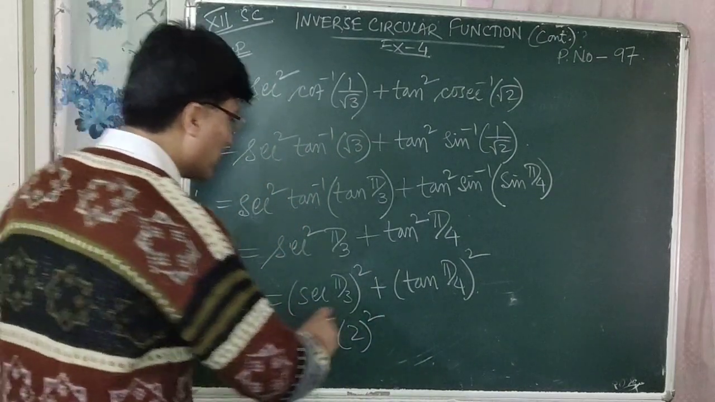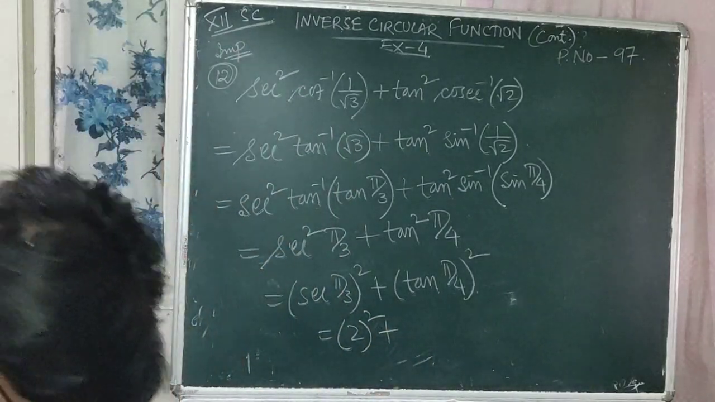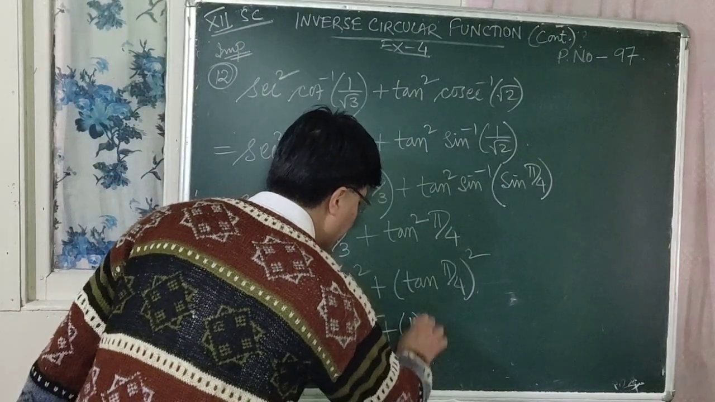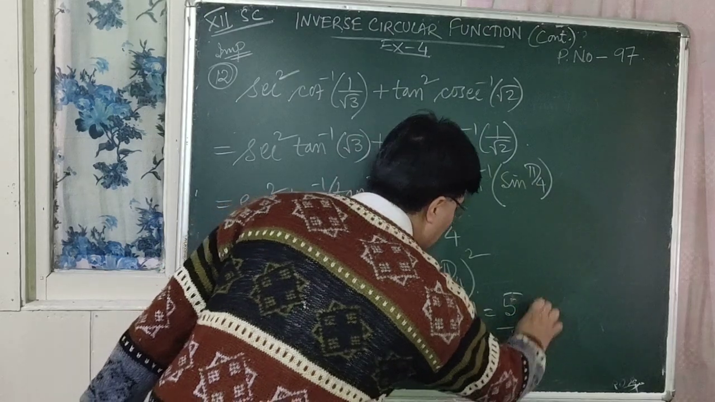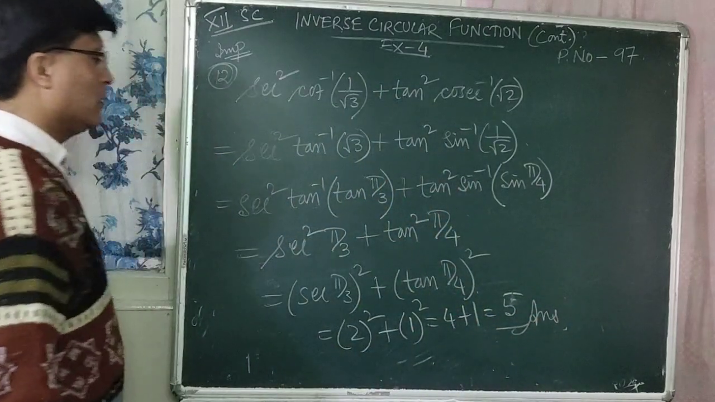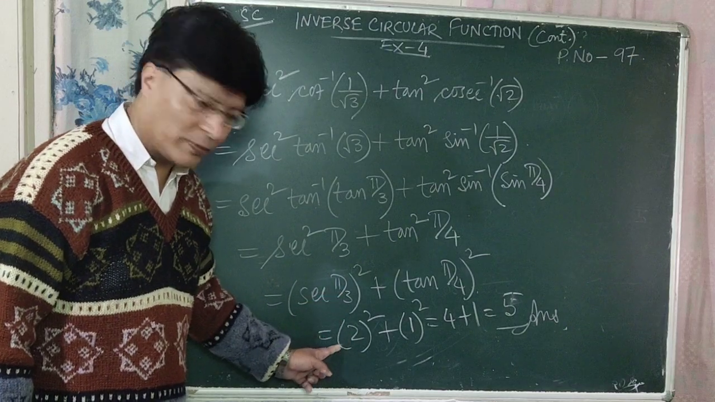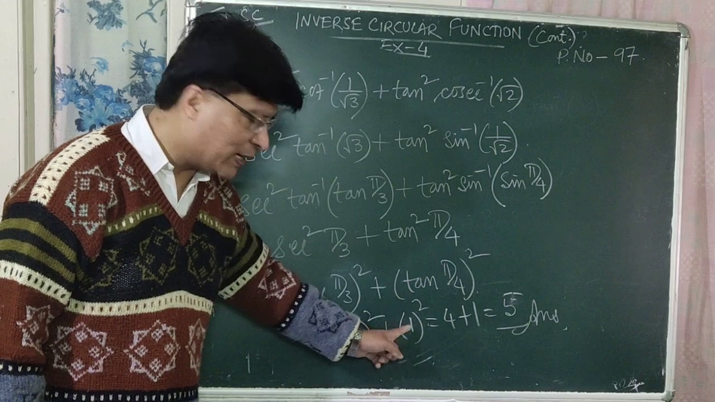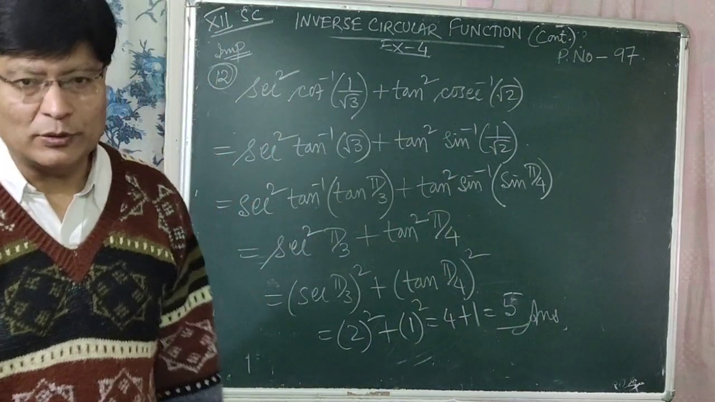Is it not correct? Plus what is tan pi by 4? Tan pi by 4 is 1. So it is 4 plus 1, what is the answer here? It is 5. Sec 60 degree means 2 whole square plus tan pi by 4, you know that it is 1 whole square, which is equal to 4 plus 1, which is equal to 5.